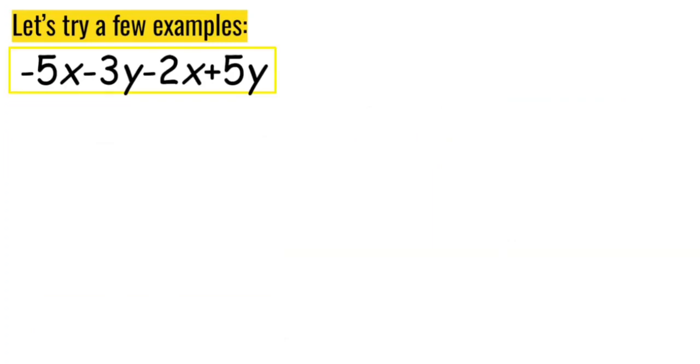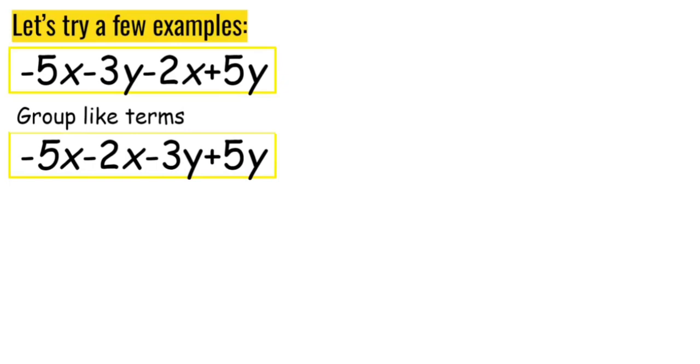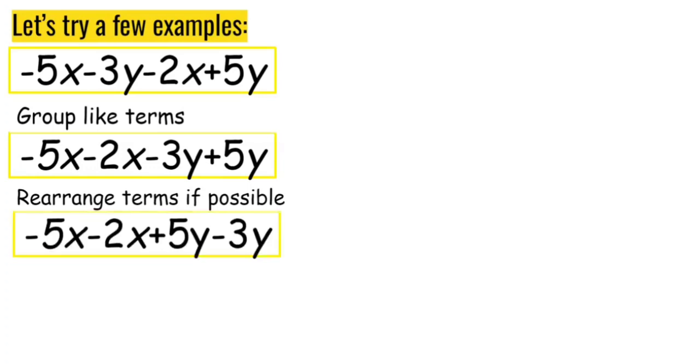Let's look at another example. Let's try negative 5x minus 3y minus 2x plus 5y. Let's follow our steps. Let's rearrange the terms. If we look at this example, yes, we can rearrange it. We group the like terms first, then we can rearrange the terms if possible. But we end up with negative 5x minus 2x. What do we do in a case like this? What is our answer going to be?